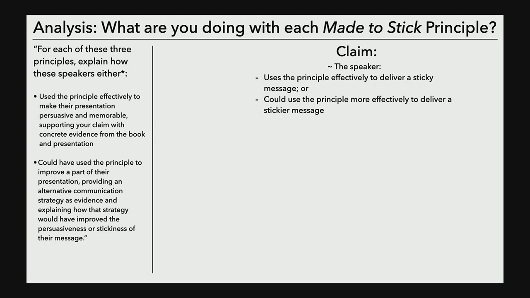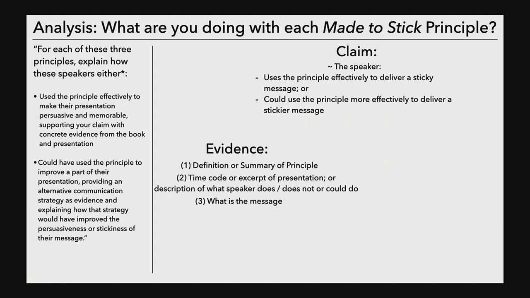Now, to support that claim, we need evidence. We know that this model exists. We need some sort of evidence to point to that. And the evidence that we're going to use has three main components. There's the definition or the summary of the principle that you will hopefully have done just a few lines before you start into the analysis. You'll have the time code or the excerpt of the presentation that you're going to be referring to, and a description of what the speaker does or what they do not or could do, okay?